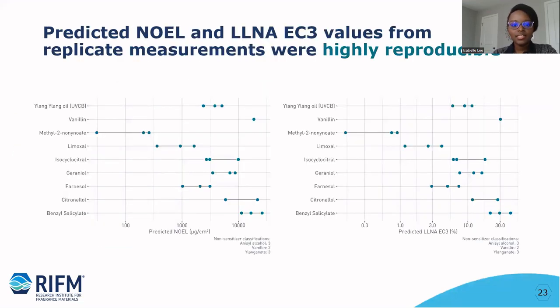And then the next step was to look at the reproducibility of the study. So 3 sets of experiments were done blinded on about 17 materials. And what we found was a very good reproducibility for the predicted NOEL or the predicted LLNA EC3 in the 3 experiments. It was highly reproducible.